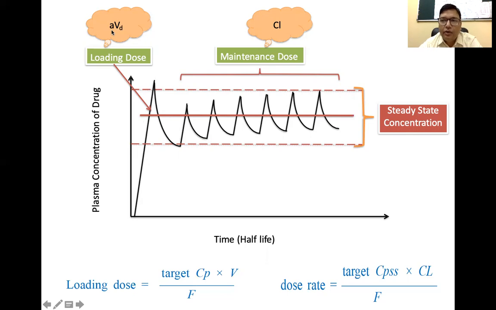A drug like chloroquine has a large volume of distribution, so a loading dose has to be given. The maintenance dose depends on the clearance. As per the clearance of the drug from the body, the maintenance dose is given at regular intervals. The loading dose is calculated by the formula: target plasma concentration times volume divided by bioavailability, while the dose rate for the maintenance dose is the target steady state plasma concentration times clearance. That means it is directly proportional to the clearance.